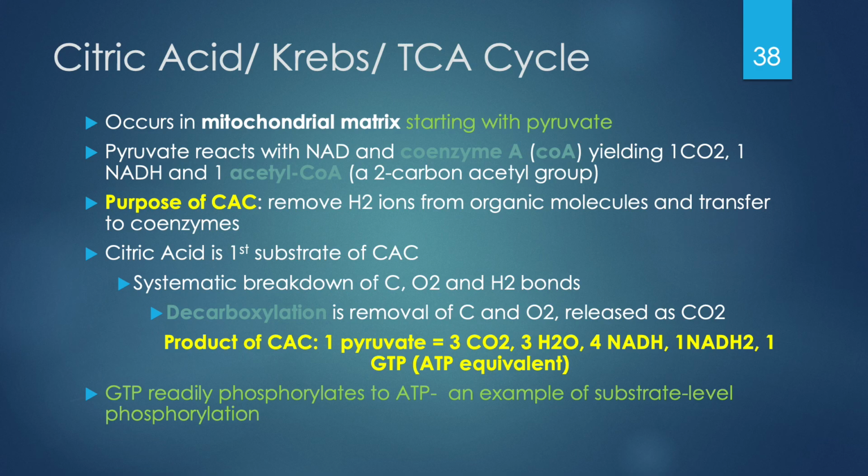Now the product, the overall outcome of the citric acid cycle is as follows. So we start with one pyruvate molecule and it gives us 3 carbon dioxides, 3 waters, 4 NADHs, 1 FADH2, and 1 GTP, which is guanine triphosphate, which is really just the equivalent of adenosine triphosphate. Still remember that it's GTP, not ATP, but it functions as ATP.